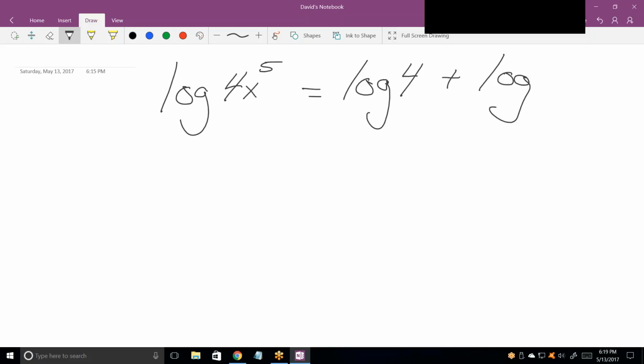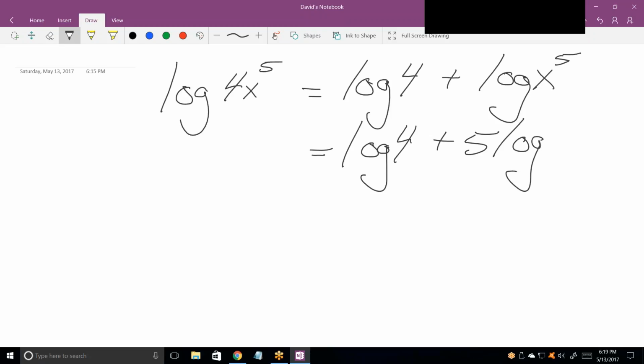Now one more step to fully expand it. It's not fully expanded as long as I have an exponent over there. So fully expand it. What can I do with that 5? You can put it out front. Now, notice the 5 only goes in front of that log expression. It doesn't go in front of the first one, because the 5 did not apply to the 4.